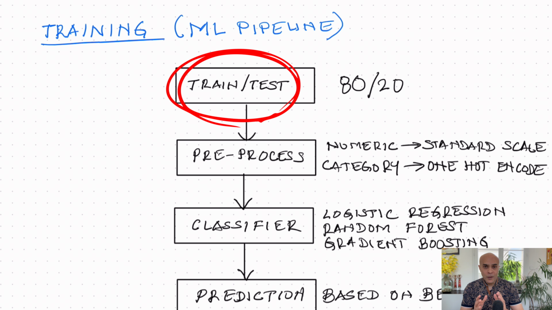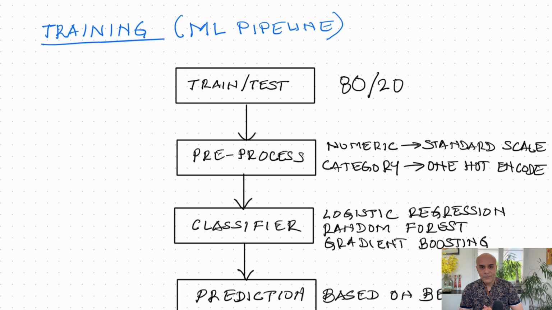Now let's look into the model training. First we start by splitting the data into train and test sets. Next, we identify the columns which are numerical as well as which are categorical. We also need to apply some pre-processing.